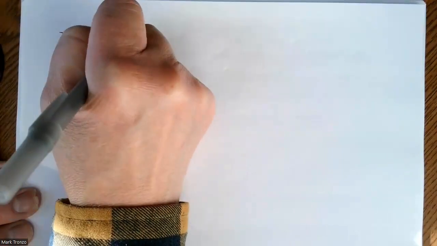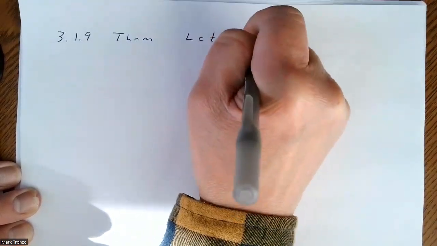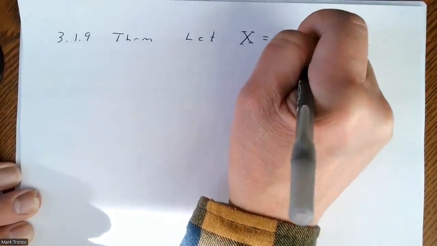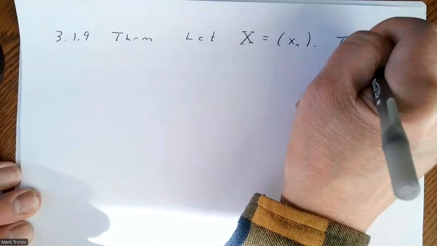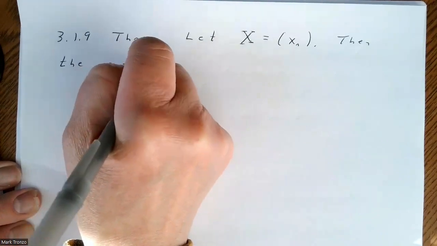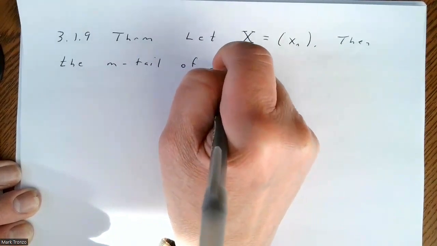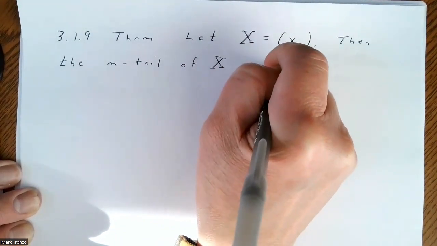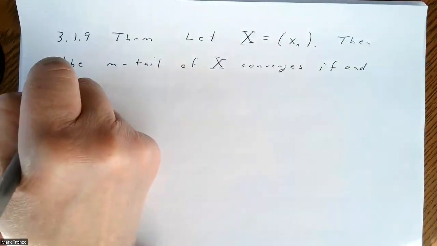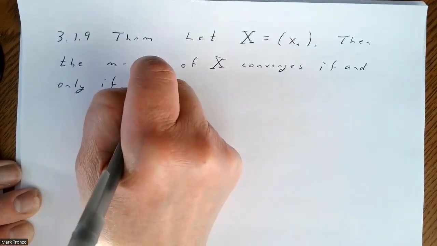Read theorem 3.1.9. Let X equal this sequence, then the M tail of this sequence X converges if and only if X converges.